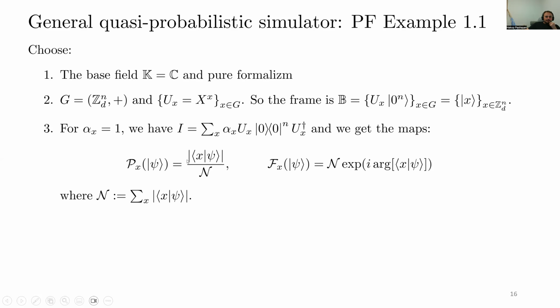And these probabilities P and F reduce down to these simple expressions, where P is basically just the modulus of the overlaps with the computational basis. F puts in the phases, and this normalization, which is also kind of a pure state version of the negativity, is just the one norm of the coefficients in the computational basis.